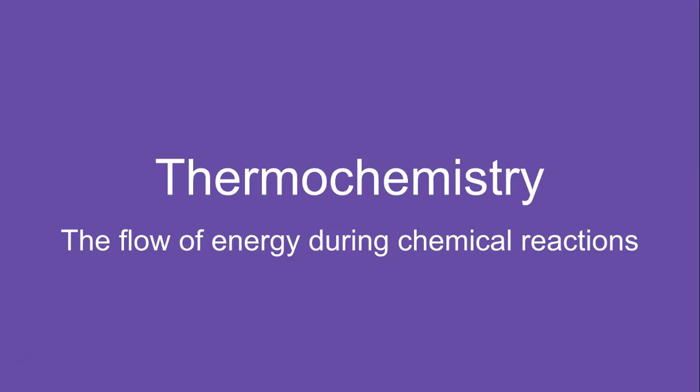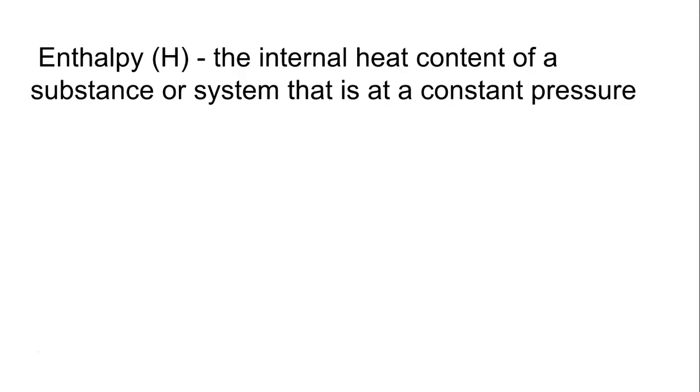Section 2 of thermochemistry deals with enthalpy and how it deals with chemical reactions. Now, enthalpy is kind of tricky to deal with. It's represented by capital H, and it represents the internal heat content of a substance or system that is at a constant pressure. The formula is even trickier to understand. I'll show you how it looks here, and then we'll make it simpler and simpler as we go through.